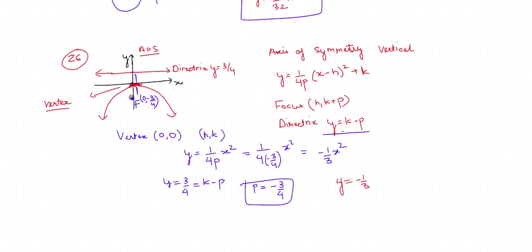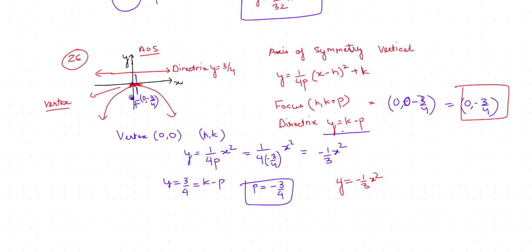Now p we got was negative 3 by 4. Let's find the value of the focus. So the focus here is h, which is 0, and k, which is 0, plus p. P is negative 3 by 4. So the focus we get is 0, comma, negative 3 by 4. This is the focus, and this is the equation of the parabola.